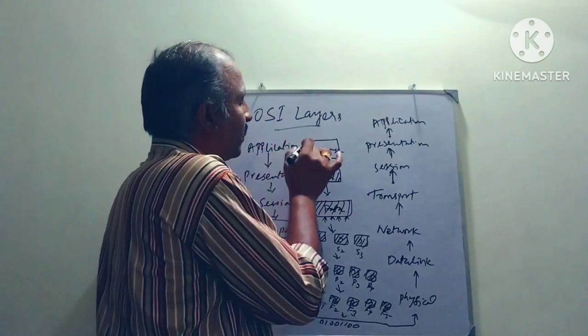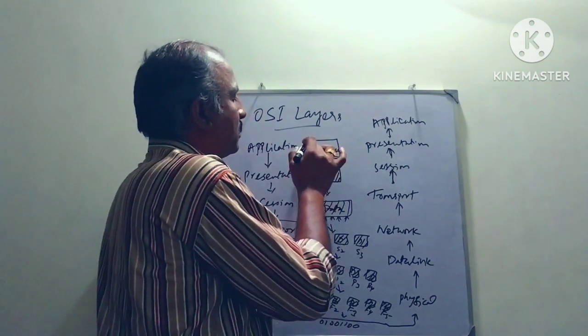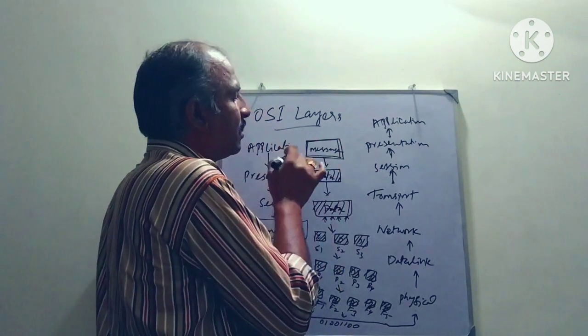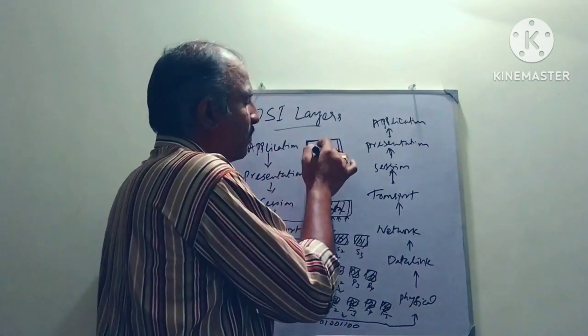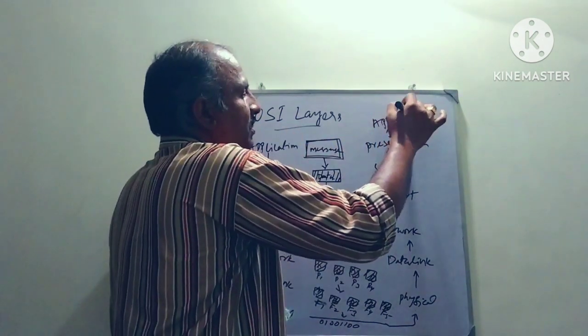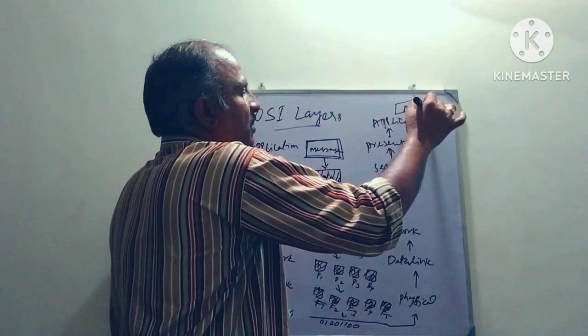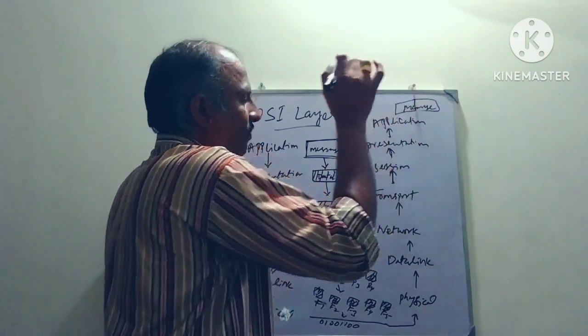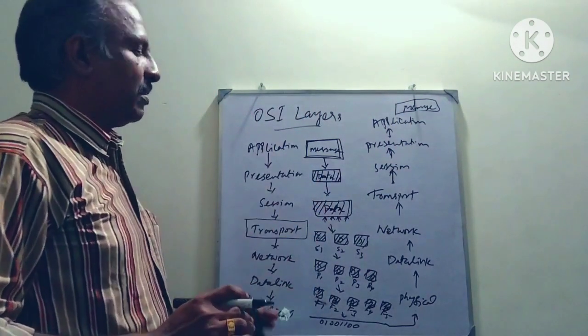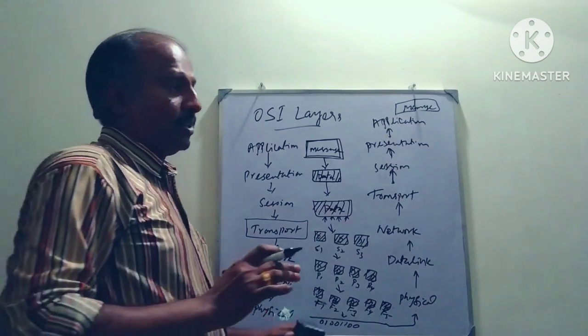So whatever message we send from the source or sending side, the same message will be received on the receiver side. The message will be received by the particular receiver. So this is the basic concept of the OSI layers.